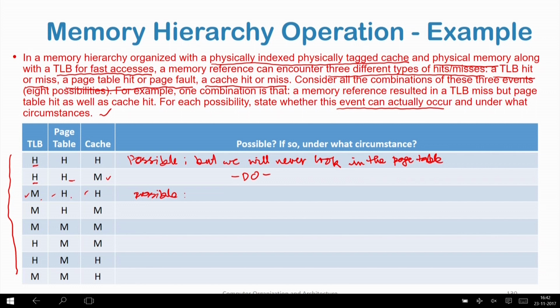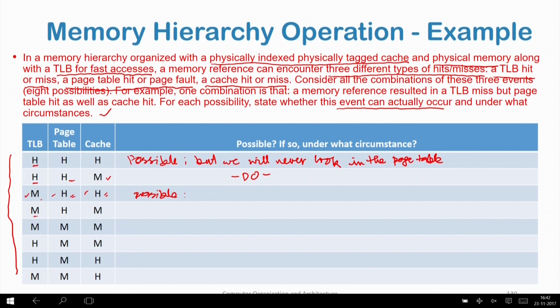If I have a page table hit, then basically the data is in memory, and if it is in memory, it may or may not reside in cache. In this case, I am saying that it is a hit in the cache. So it is a hit in the page table, therefore the data is in memory, and it is a hit in the cache, so the data is also in the cache. So, this is possible.